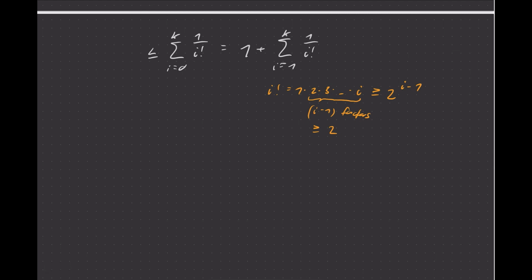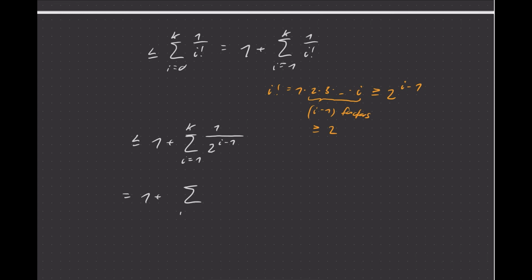So for that sum expression, we can say 1 divided by i factorial is then less or equal to 1 plus that sum from 1 to k, 1 over 2 to the power of i minus 1. And now we're almost done.